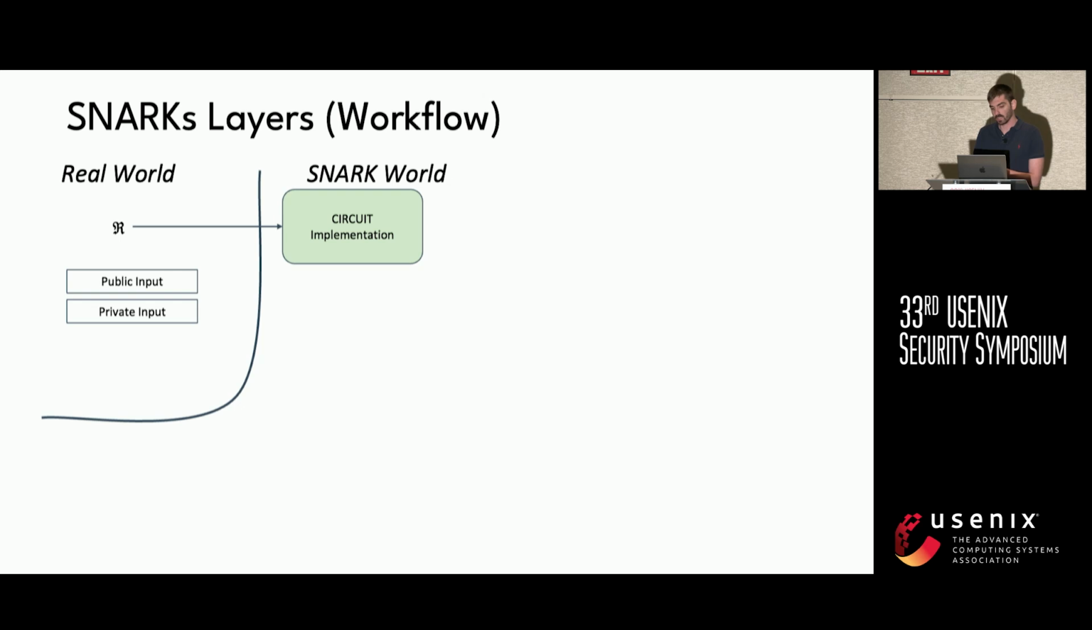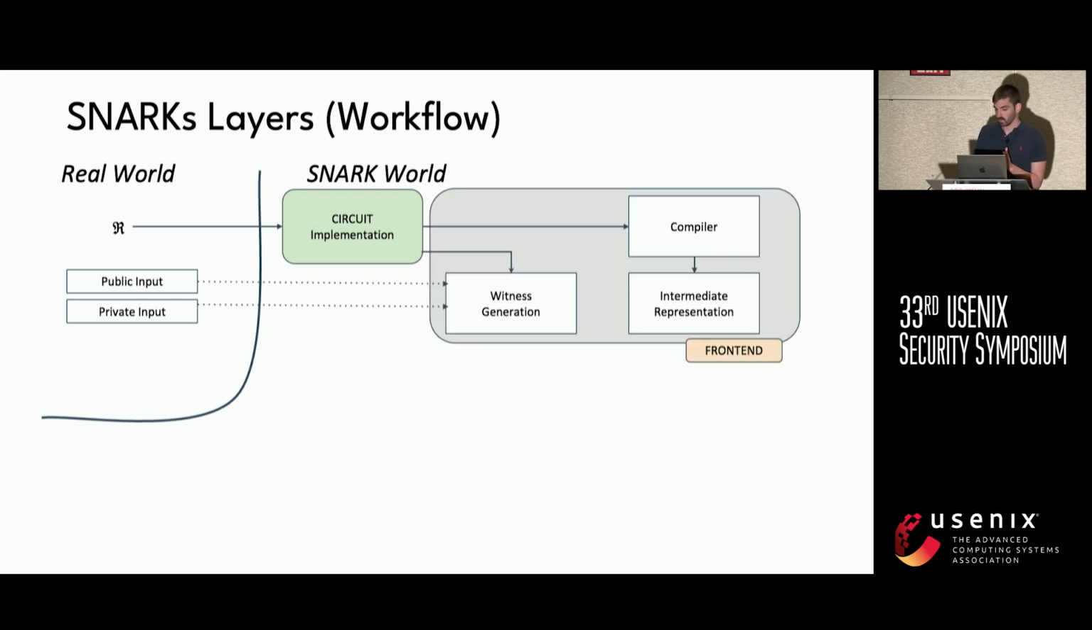The first step is to write a circuit, which is a manual process, and in that step we identified that there is the highest chance of something going wrong, and I will explain a bit more later what some main vulnerabilities there are. The second layer is the front end, which has two main jobs.